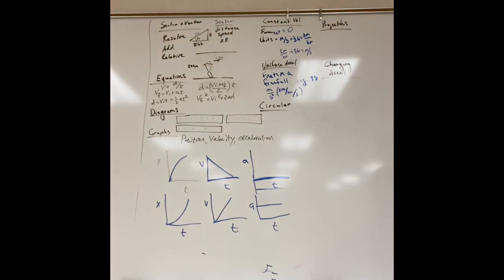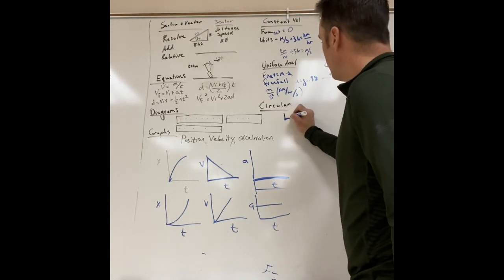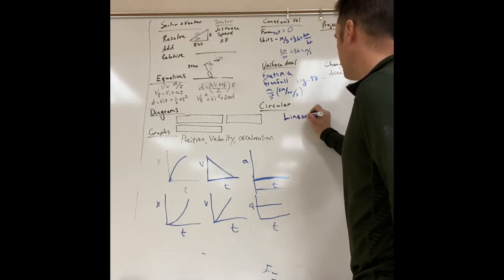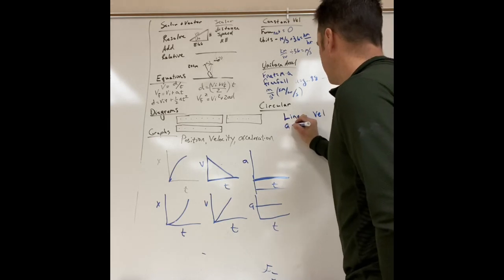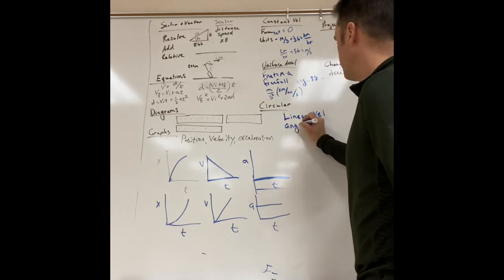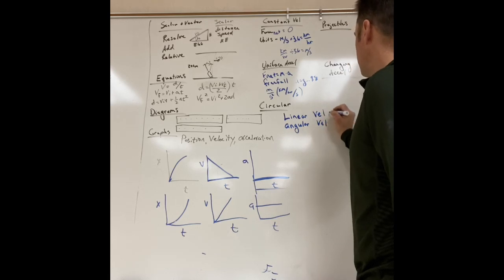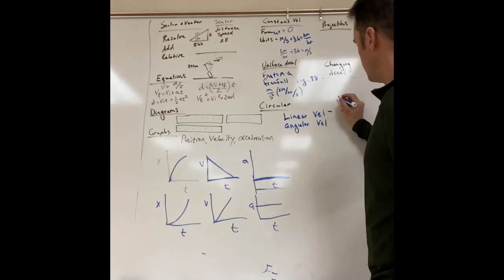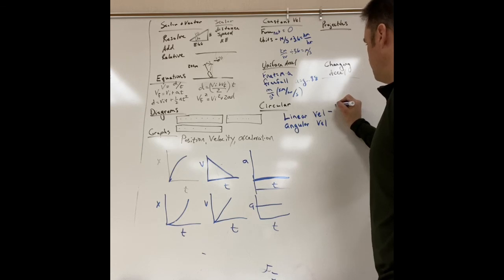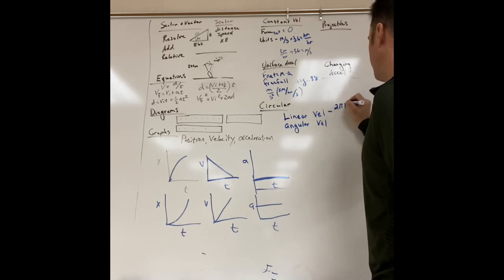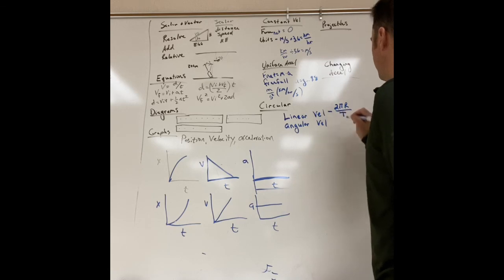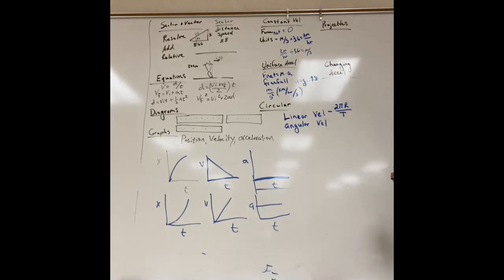All right, the last type of acceleration I want to talk about is centripetal acceleration, which happens when you are going in a circle at a constant speed. So when we talk about velocity going in a circle, we have linear velocity and we have angular velocity. Linear velocity is the circumference you travel, which is 2 pi r, divided by the time for one circle, which is the period.